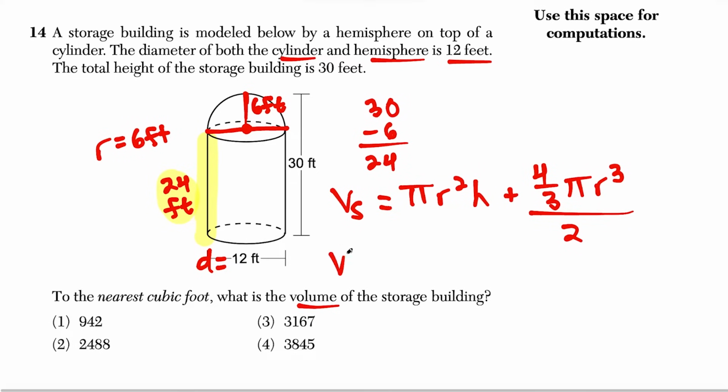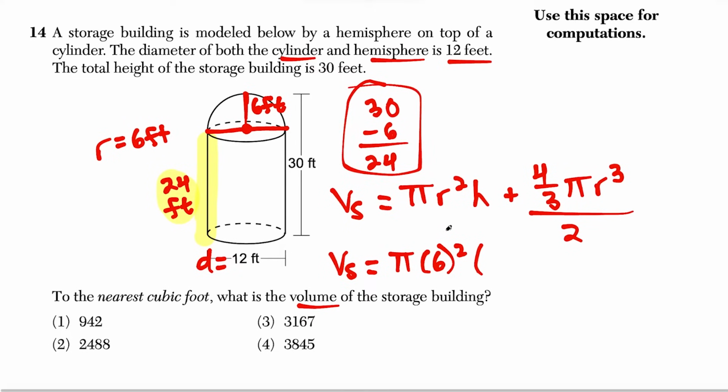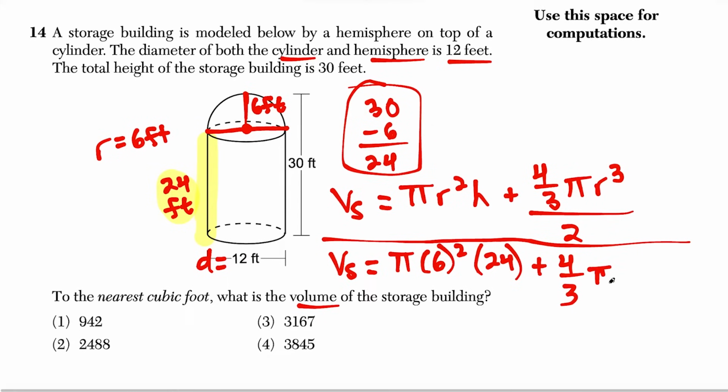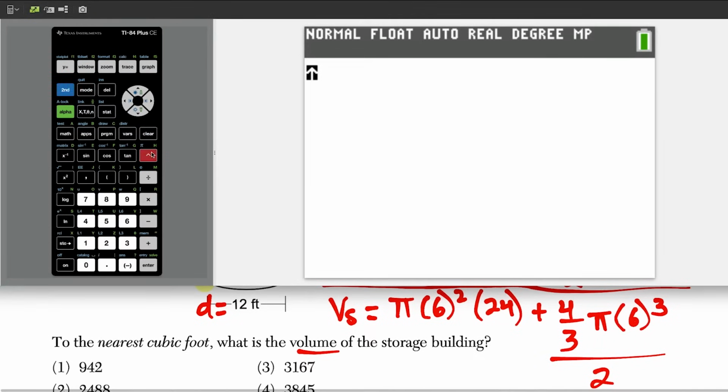And now all we have to do here is just plug in. We have the volume of the storage building is equal to pi times the radius of the cylinder, which is 6. So we have pi times 6 squared times the height. This was the part we had to be really careful with: the height of the cylinder is 24. And then we're going to add 4/3. I'll draw a dividing line like this so we don't confuse these parts with what we're plugging in. So we have plus 4/3 times pi, and the radius of the hemisphere is also 6 feet. So we have 6 to the 3rd power, and we're dividing all of this part by 2. So this we could just plug right into the calculator. So we have pi, and then we have 6 squared.